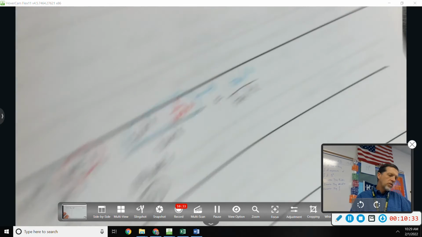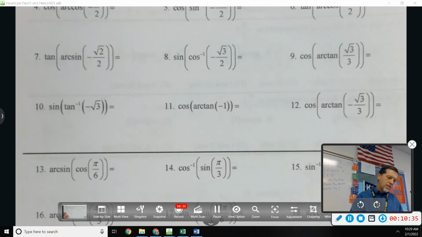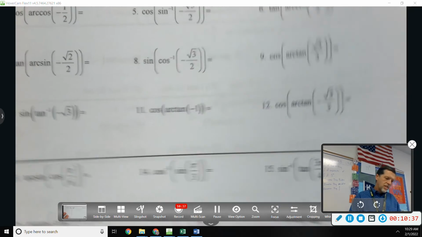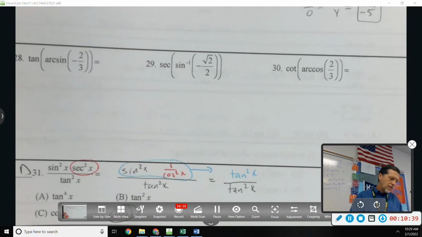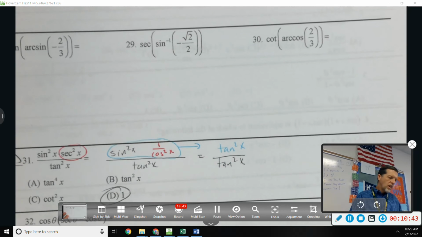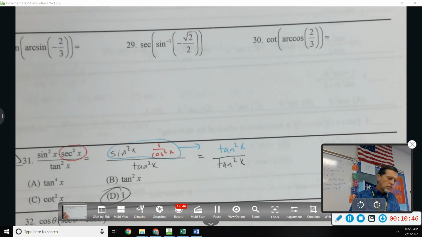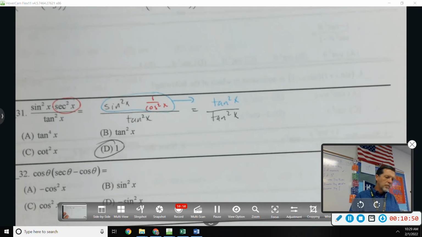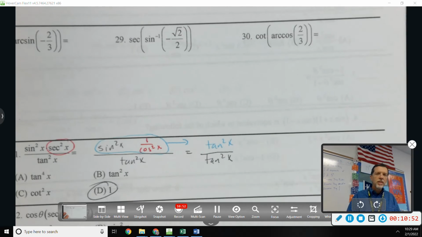Other questions from Worksheet 5? Can you do 28, 29, and 30? Sure. Let's do both of those, because 29 is a unit circle problem and 30 is not a unit circle problem. So let's do both of them.